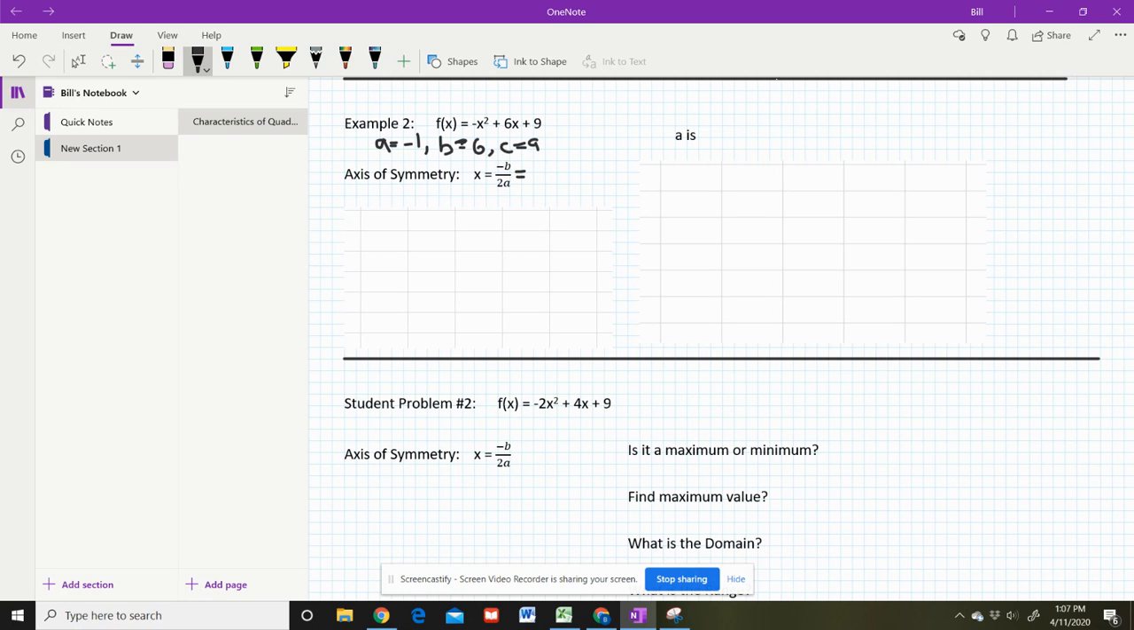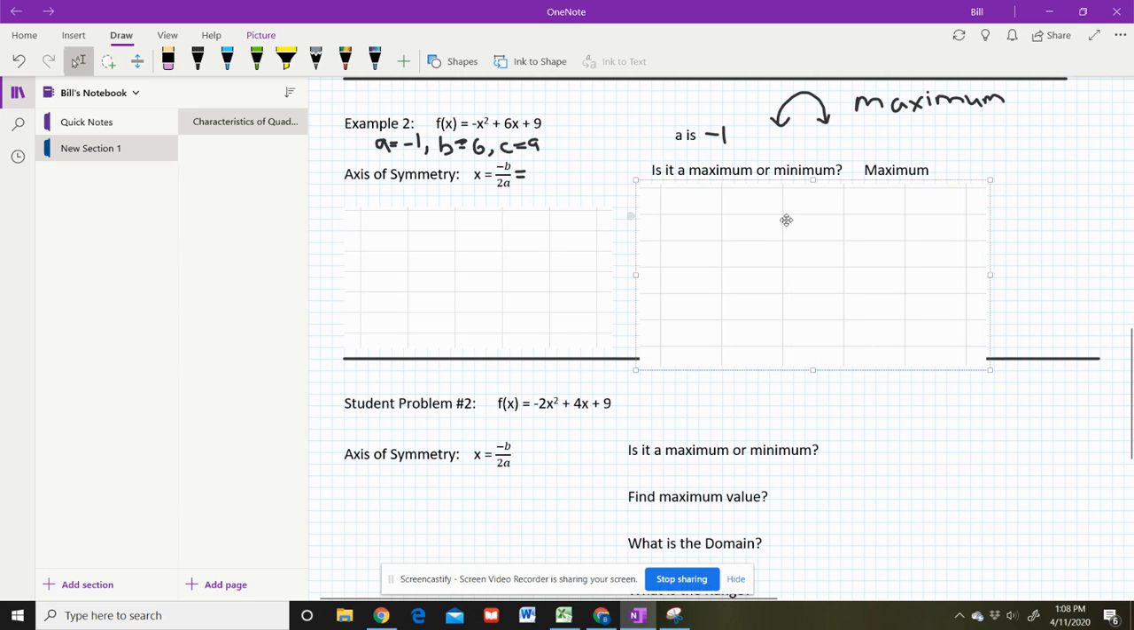All right. So when a is negative 1, and it's negative, it means that it's an unhappy face. So what is it, a maximum or a minimum? Of the y values? This is the same as if you threw a ball up in the air, it's going to come down. So there's a maximum height. So this is one where your vertex is your maximum, okay? So we know it's a maximum.